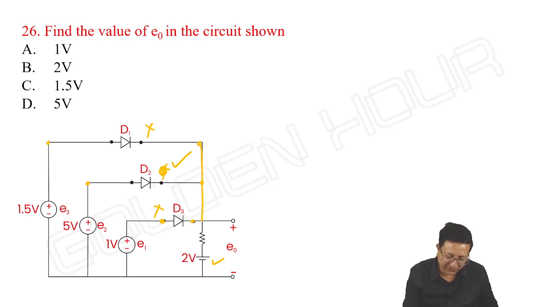Because once D2 is on, it acts as a short circuit as it is an ideal diode. Here 5 volts can be seen. Then the voltage along this line is 5.